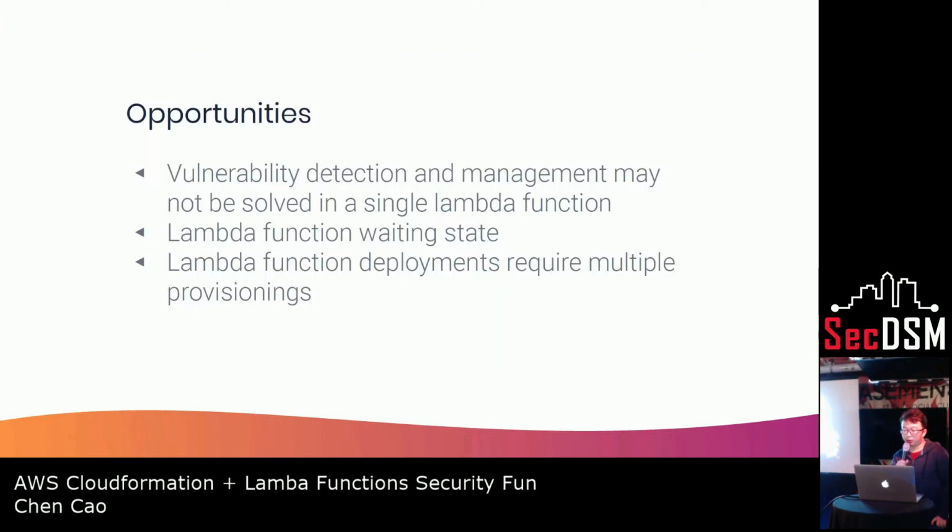There are some opportunities here as well. Vulnerability detection and management may not be solved in a single Lambda function. So the current workflow for this is, once the third party detects there is a vulnerability in your front end, it won't force the stack to roll back to the previous state. Instead it will notify the security team, and we need to do some manual work to roll them back. We do this mainly because there are a lot of false positives.